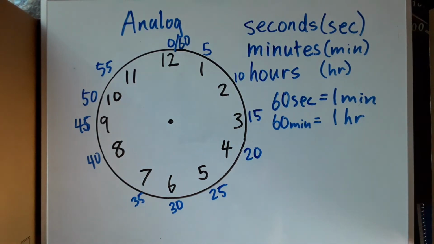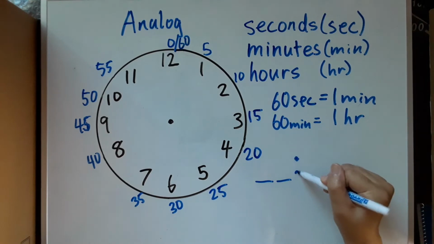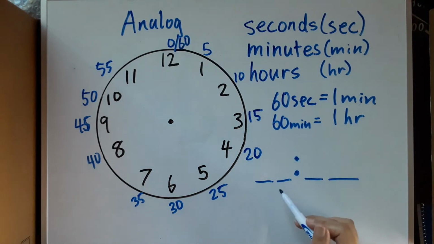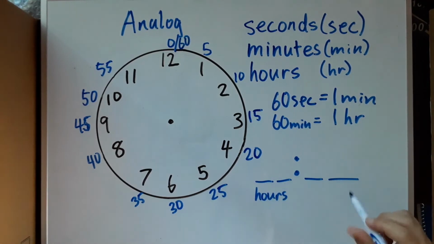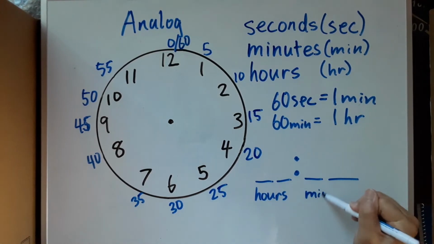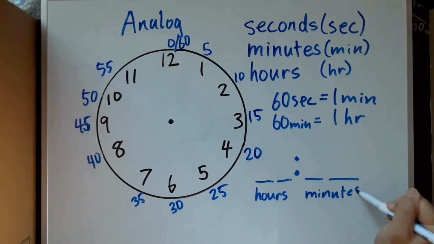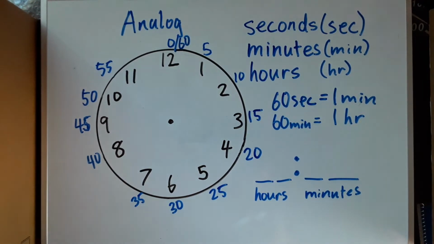The way we usually write time is through 4 places with a colon in the middle. On the left side, we have hours, and on the right side, we have minutes. Let's do an example.